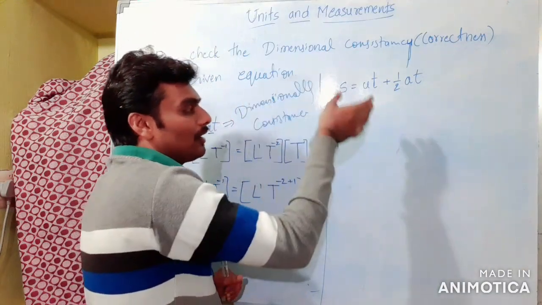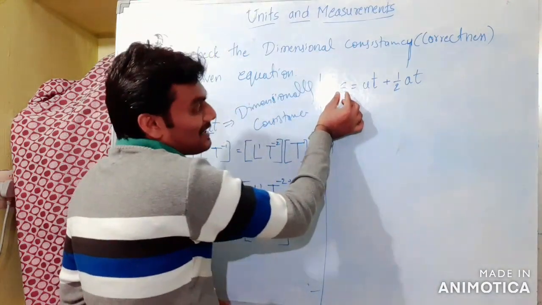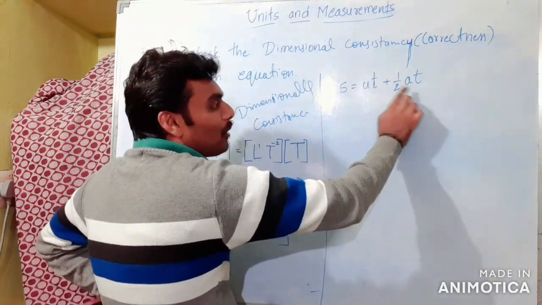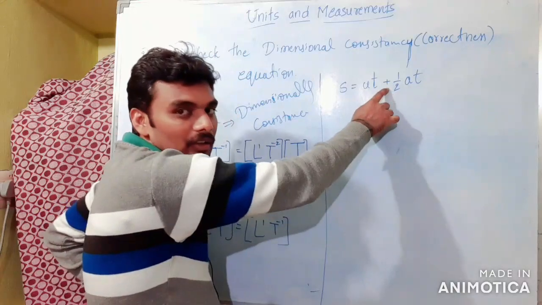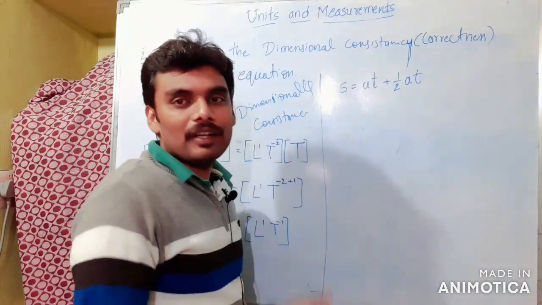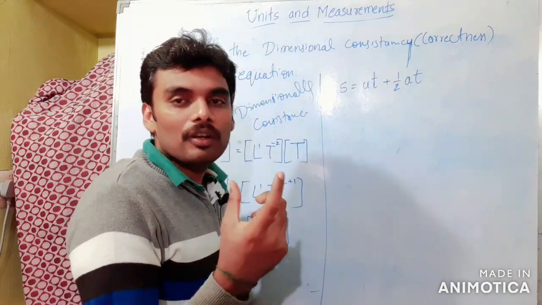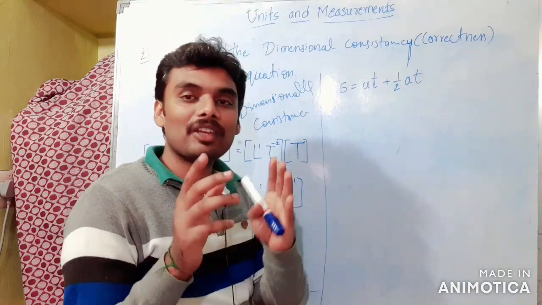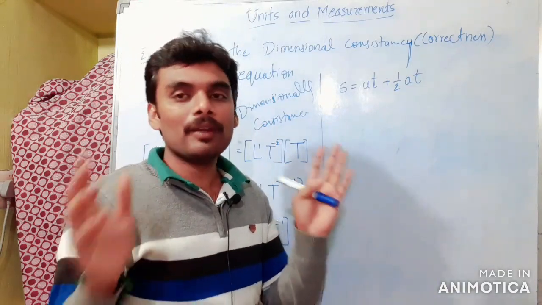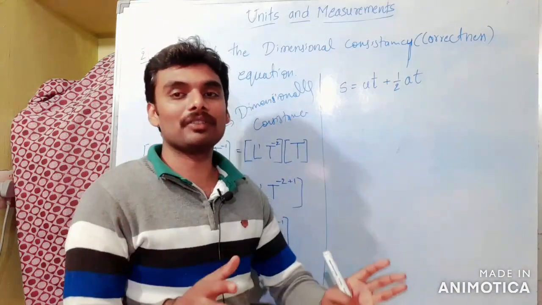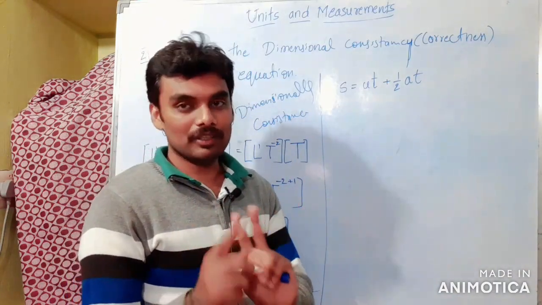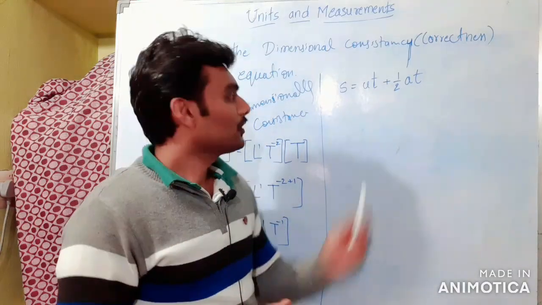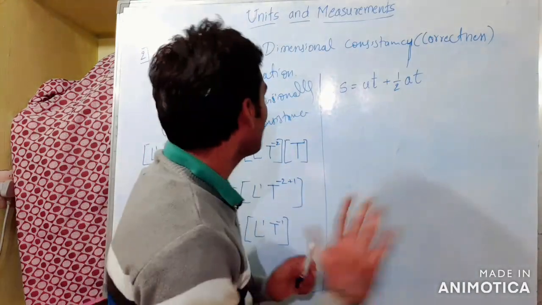Now, as I've informed you, all of these terms, S, ut, half at, okay, see, what is the mathematical operation between ut and half at? It is addition, right? So we don't bother whether it is addition or subtraction. It's only about the terms adding together or subtracting together must have the same dimension and same unit. Keep that in mind. Okay, the terms which are adding up with each other, subtracting with each other, and equating with each other must have the same dimension and unit. So now let us check whether all these terms have the same dimension or not.